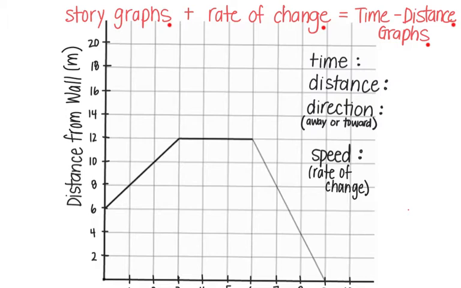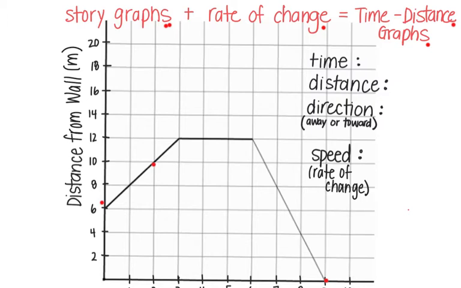For instance, I could say that Kenny started 6 meters away from the wall and he walked slowly away from the wall for about 3 seconds. He then stopped for a period of time, 3 seconds according to this graph, and then he ran quickly back to the wall. So that's what we learned about story graphs the other day.